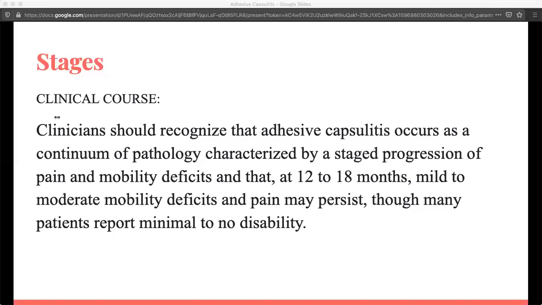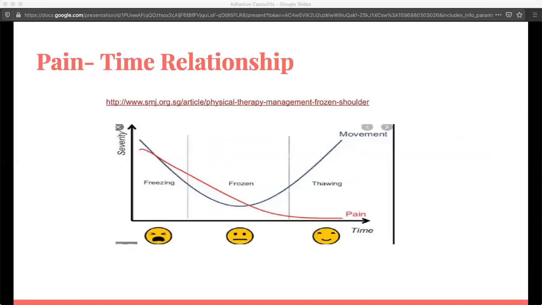So don't let them get fixated on range of motion measurements. And the best way is to talk to them on day 1. So this is the chart that you want to show to your patients as they go from that initial phase, freezing, frozen, thawing. There's 4 stages. Actually, this one has only 3, but there's 4 stages. The first is the inflammatory stage. But as you can see, as time goes on, the pain lessens, the movement increases. So you have a happy patient.